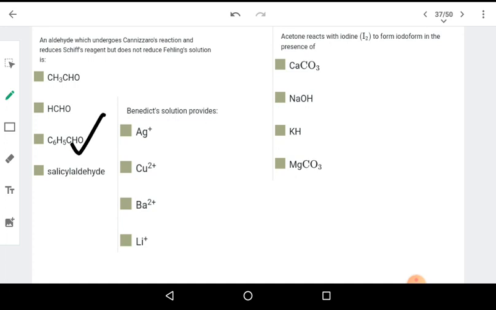Benedict's solution provides. You can answer now. I think this much time was enough for that question because Benedict's solution is very simple. You just have to know what is the ion present, and that is copper.